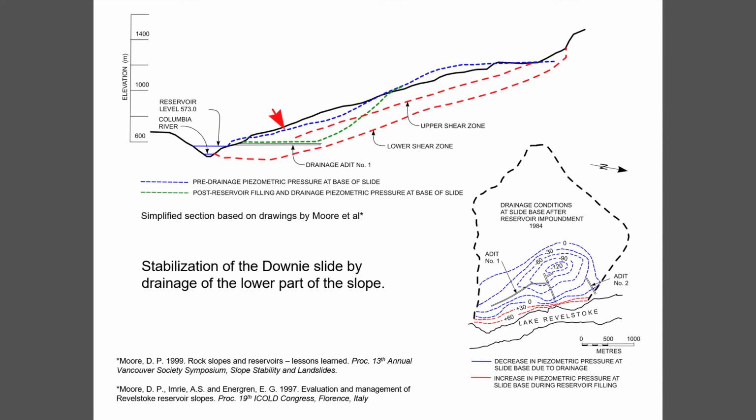And the blue line, the dotted blue line, there is the phreatic surface before impoundment and before any drainage. So it's high. In fact, it's artesian in places. It actually is above the surface, and so water would flow out as springs on the surface. And that was what was causing movement, or that was helping movement, in addition to the geometry of the slope, along the lower shear surface, which is the lower red dotted line there.